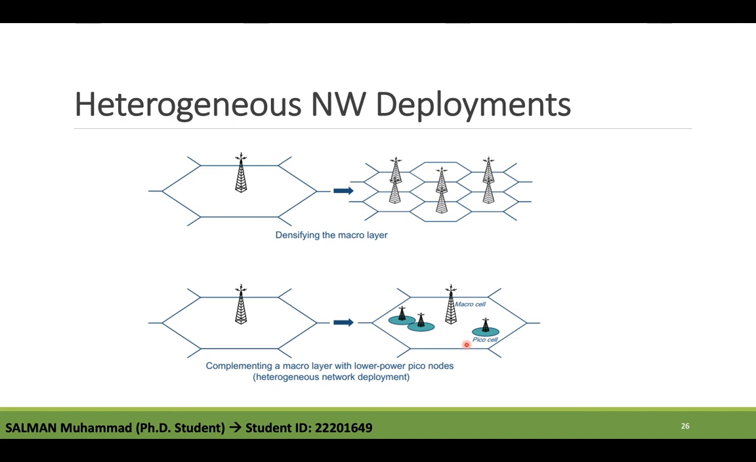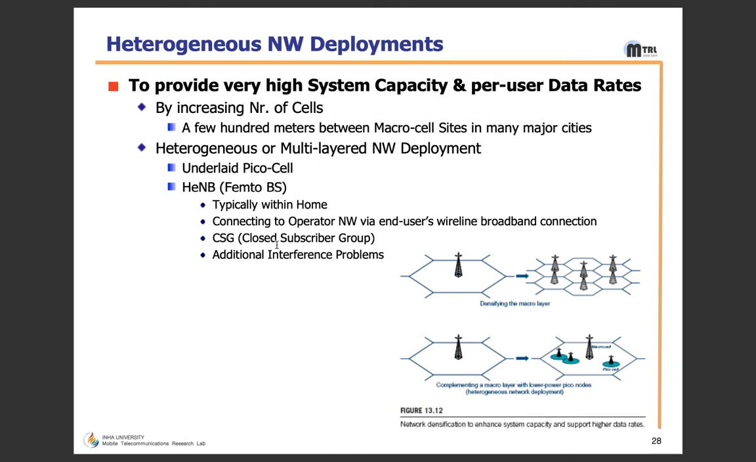Another example of heterogeneous network deployment is the home eNode Bs, also referred to as femto base stations. A home eNode B or femto base station corresponds to a small low power base station deployed by the end user, typically within the home, connecting to the operator network using the end user wireline broadband connection. The femtocells are often associated with a closed subscriber group, with only users that are members of the CSG being allowed to access the home eNode B.